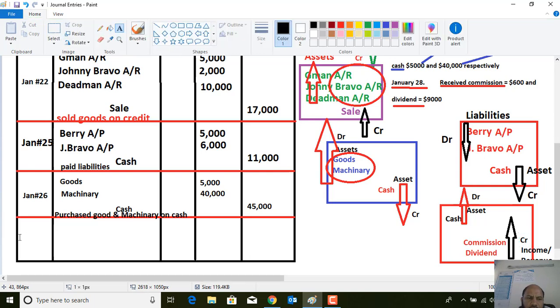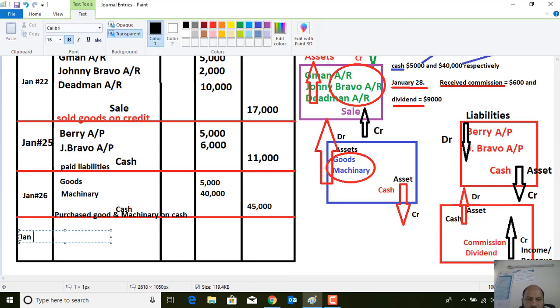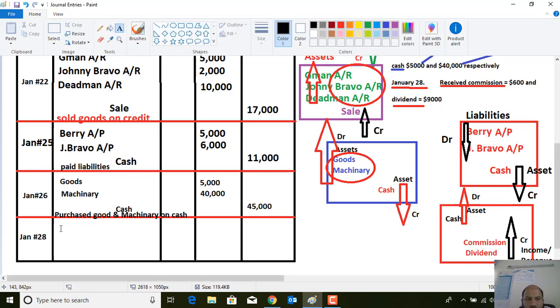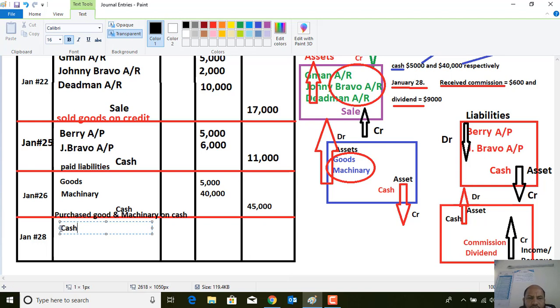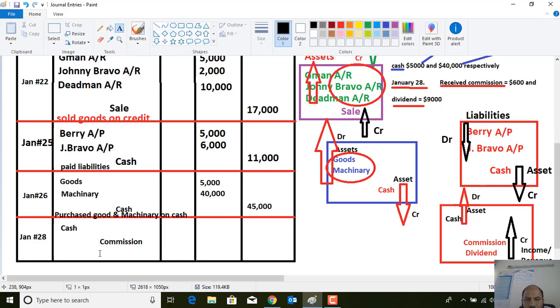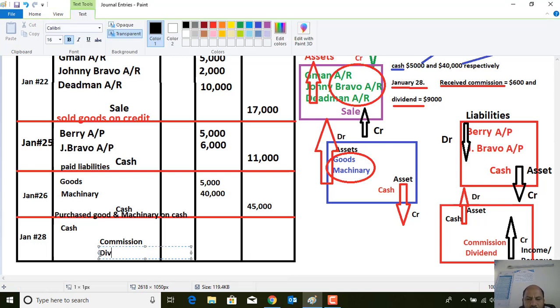So let's record. This is January 28. What happened on January 28? The cash account of the business increased. It is a debit record. But at the same time, the business received commission, and commission is a revenue account. Along with this, it also received dividend. So dividend is also an income account. So an increase in income should be credited and an increase in cash should be debited.